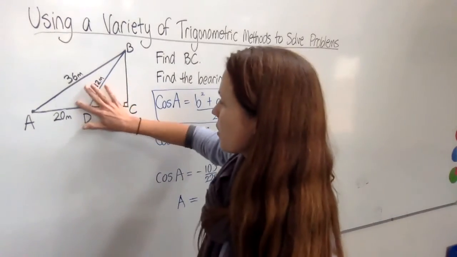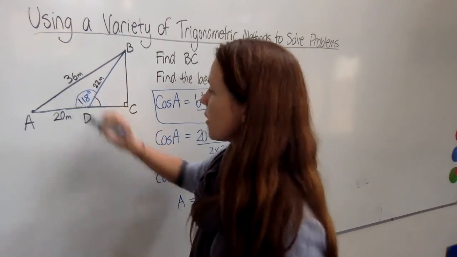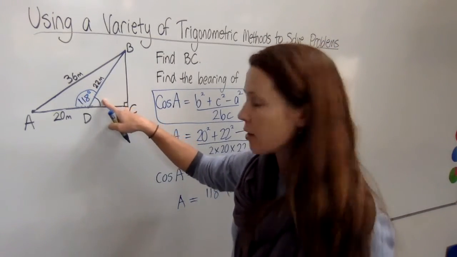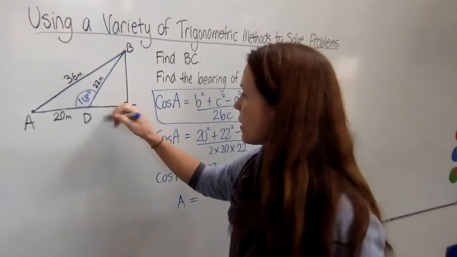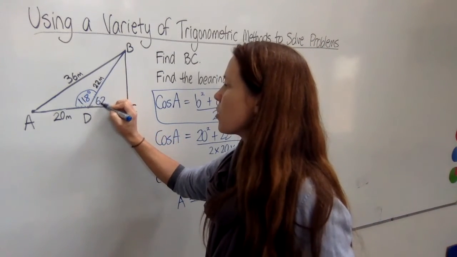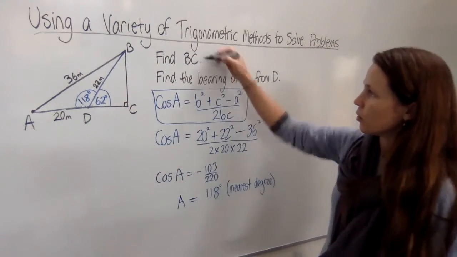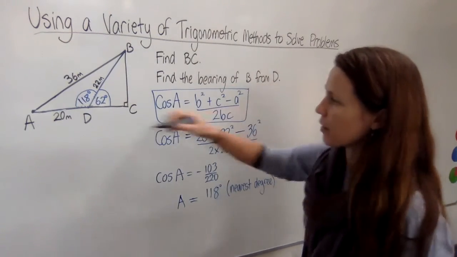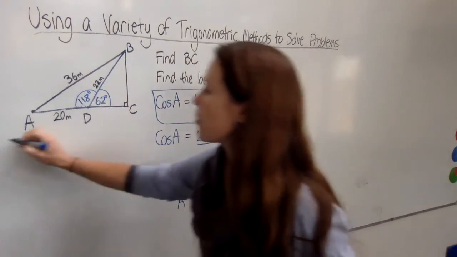A good strategy is to write what you know on your picture so that you can use that moving forward. Now, if this is 118 degrees, what's this? Well, we simply subtract 118 from 180, and this will have to be 62 degrees, won't it? Okay, now we can go to the second, well, still the first part. We haven't actually found this bearing of B from D yet. We can find that later very easily. But let's get on to first now finding BC.